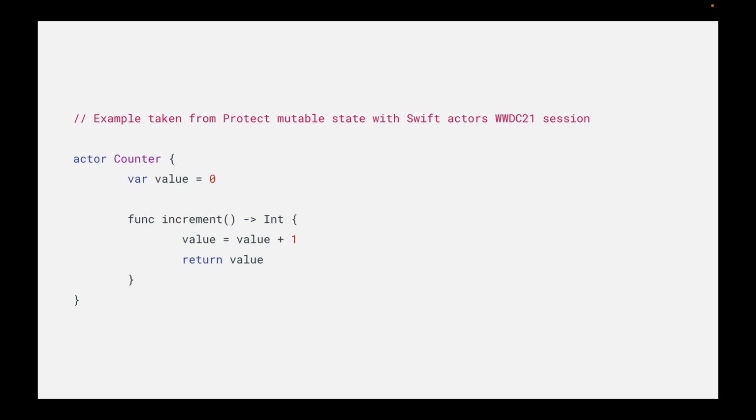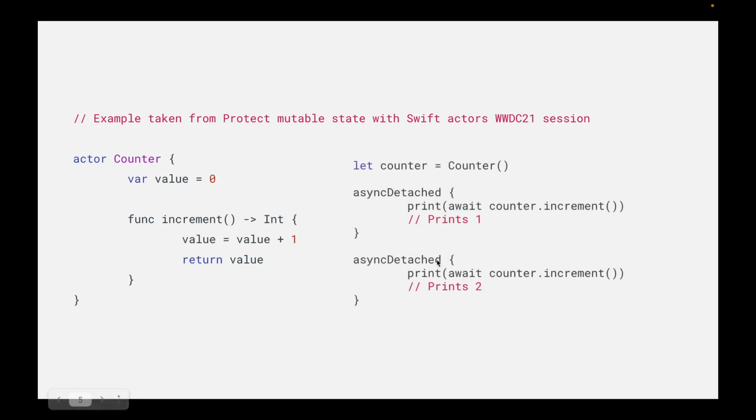Let's go back to our counter example. When we turn our counter class into an actor, we can access the increment function asynchronously by adding the await keyword in front. This lets the program know that the task can be suspended, which frees up the CPU to let other tasks run at the same time. Also, it prevents data races and memory corruption because the counter is an actor, meaning that the value variable is only accessible one at a time.